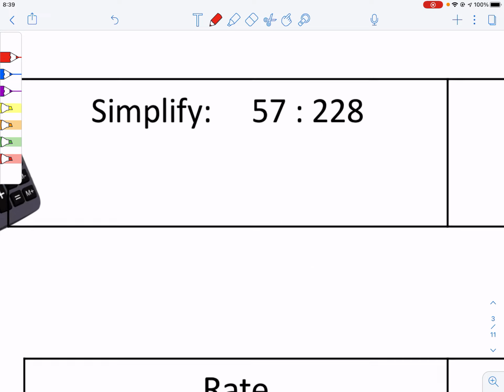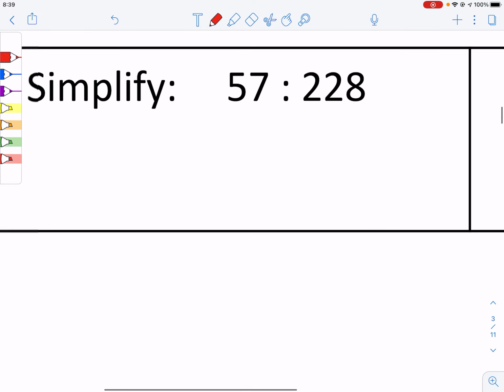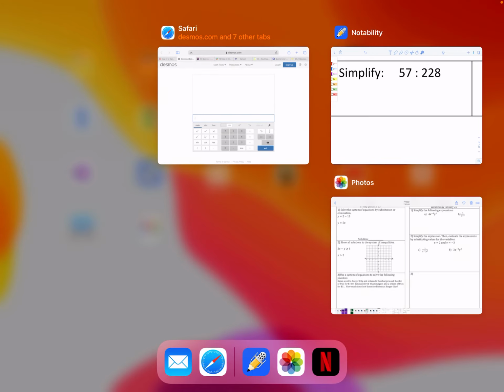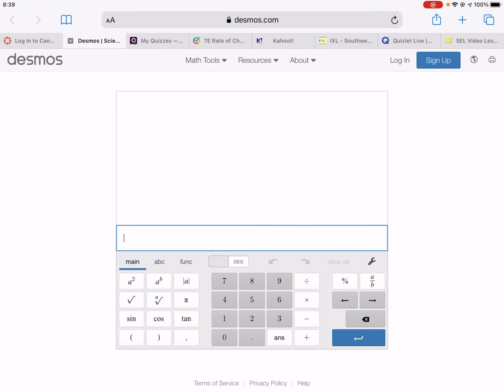We're going to simplify these using our Desmos calculator, and although this problem is not written as a fraction, writing it as a fraction in your Desmos calculator is the easiest way to help us simplify it. So in this case, we've got 57 to 228 that we have to simplify. Okay, so let's open up your Desmos calculator, and we should have this bookmark. Just go ahead and find your bookmark for the Desmos calculator. If you can't find it, go to my home page on Canvas, and it's the second link from the top.